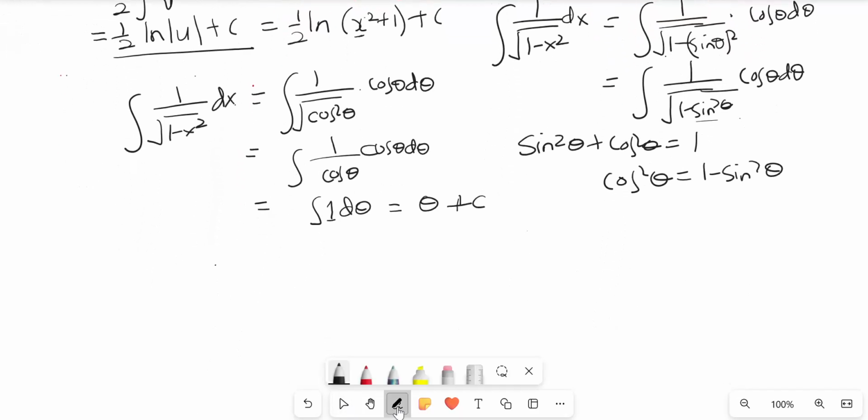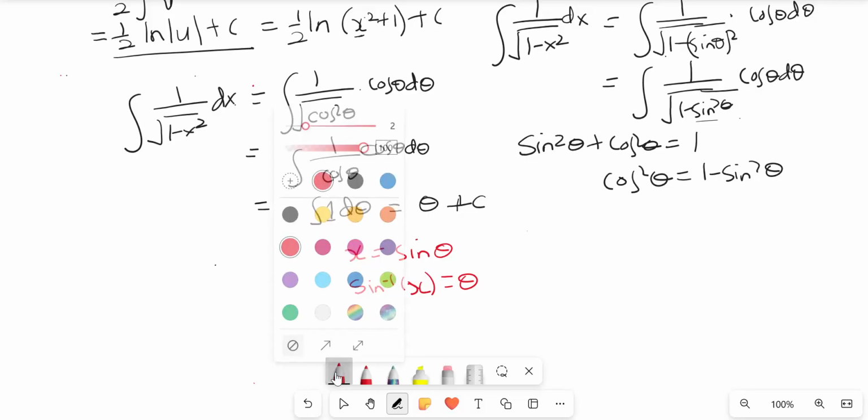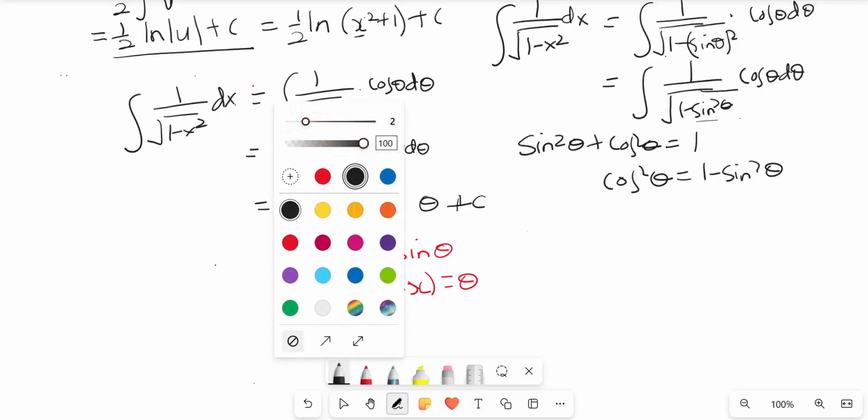So in order to find theta in terms of x, you can just use this expression here. We know that x was equal to sine theta, so we can find theta in terms of x. Sine inverse of x should be equal to theta. So in place of theta, we are going to put in sine inverse of x, and that will be the value of the second integral.